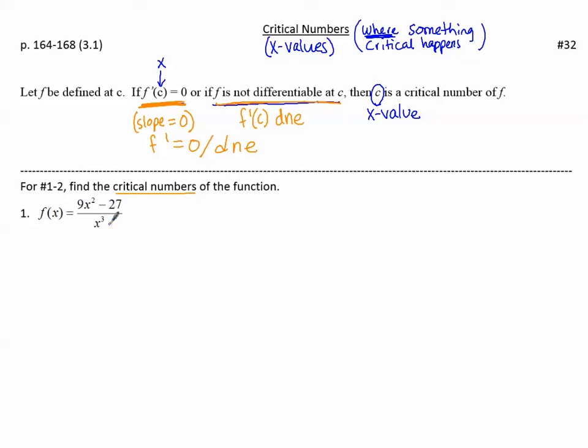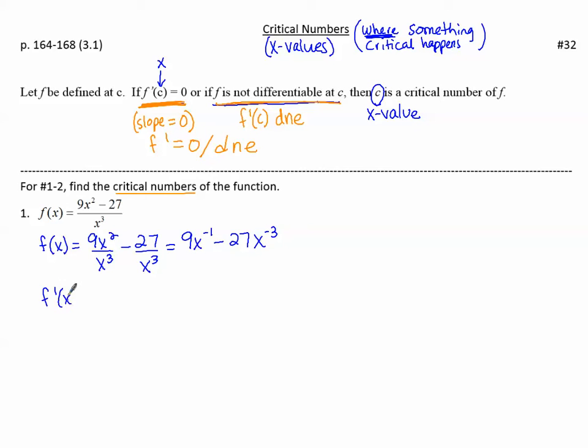Notice this is a quotient, so as it is, I would have to use the quotient rule. However, I'd prefer not to, and I can split this one up. So that's what I'm going to do first. Let's rewrite this function: 9x squared over x cubed minus 27 over x cubed, which makes 9x to the negative 1 minus 27x to the negative 3.